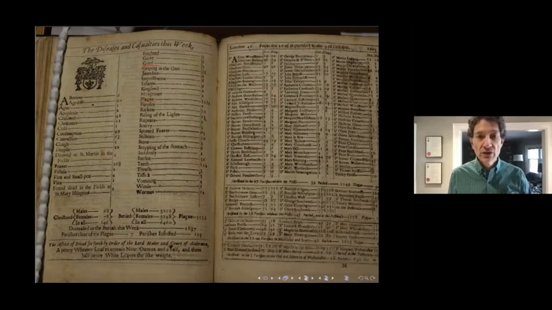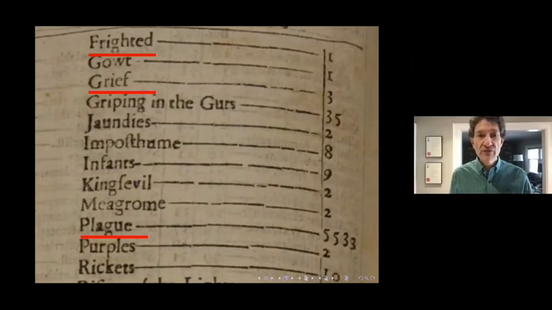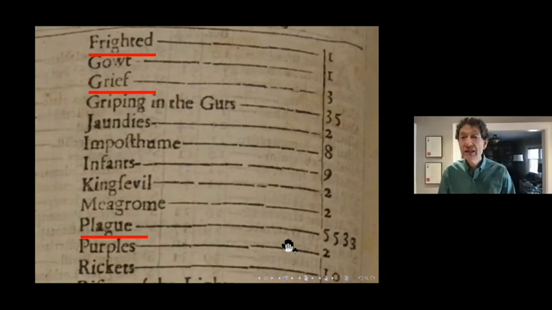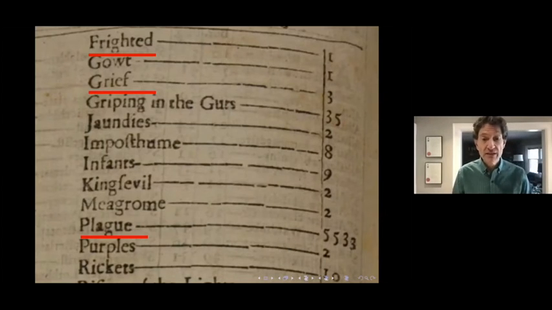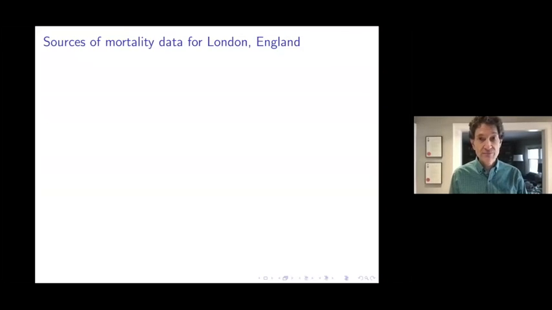And if we look at a few of them, somebody died of being frighted, 3 people of grief, lots of other interesting causes, but over 5,000 people in a single week in a city of only about 500,000 at the time died of plague. Okay, so plague is a very interesting thing to study in these old records.